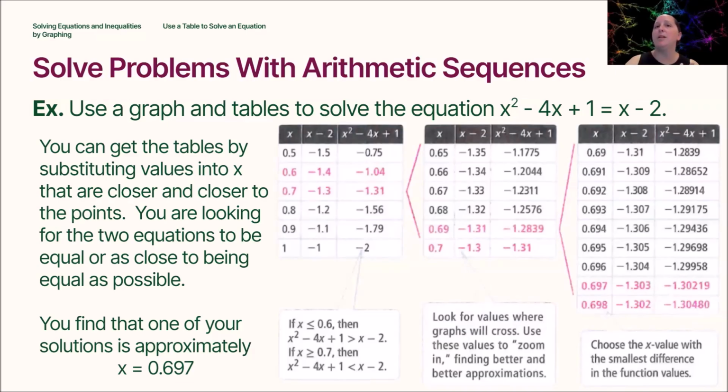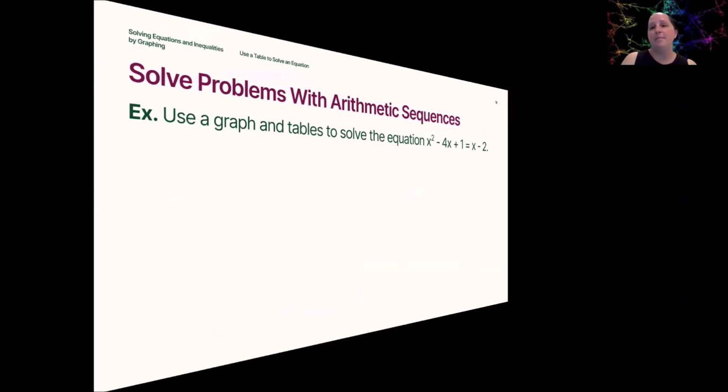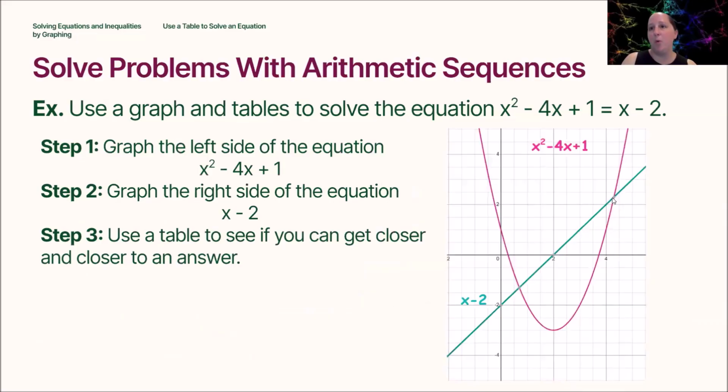I took it out a decimal place further. And I noticed that between 0.69 and 0.7, they're closer still. So I took it out to another decimal place. Okay. And noticed that 0.697 and 0.698 are again the closest. So you find that one of your solutions is approximately 0.697. You can also do this for the other solution. So if you looked at it, this was at 2 different points. So you can use this exact same method to find the other solution as well.